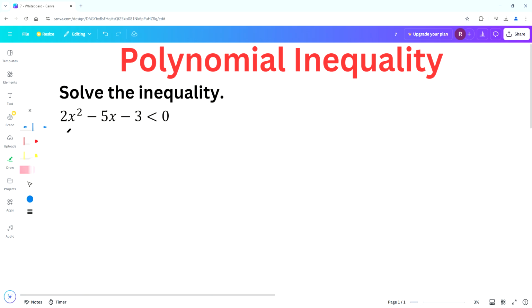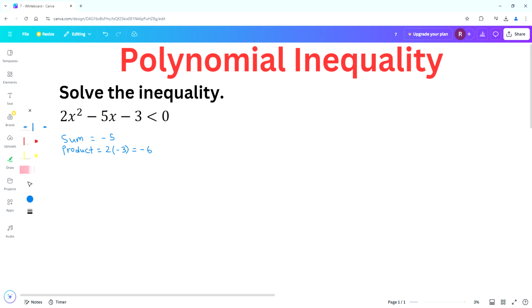This is a complex trinomial, so we should use the complex trinomial factoring method. I will use the decomposition method to factor this expression. We have to find two numbers whose sum is the coefficient of the x term, -5, and whose product equals 2 times -3, which is equal to -6. So we have to find two numbers whose sum is -5 and product is -6.